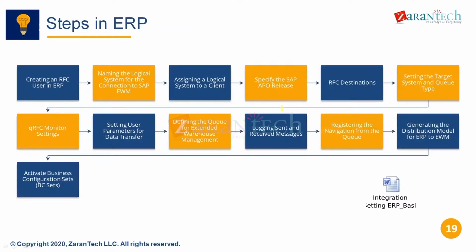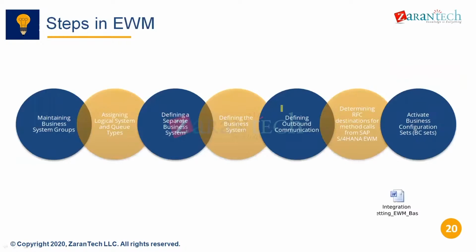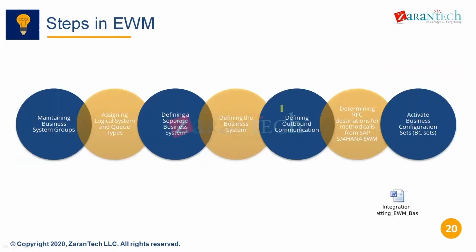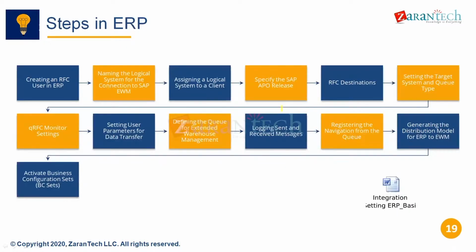So here come the steps from the basis side. Basis will execute some steps on the ERP system as well as EWM. These steps will vary depending on your EWM version, whether you are using a decentralized system or embedded, and in embedded, which system you are using. So the basis team has to do the settings. I've taken a screenshot of all these settings, and we'll go through them one by one.